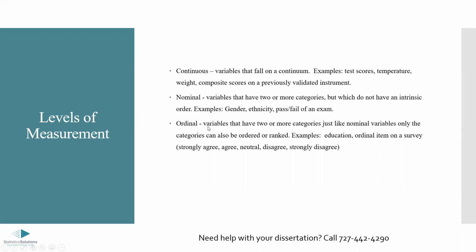An ordinal variable is a subset of a nominal or categorical variable, but there is a ranking involved, or there's an order involved. For example, education is often considered an ordinal variable because you can go from high school, associates, bachelor's, master's, PhD. There's a natural progression to this variable, so it's considered ordinal. Another example is just a single item on a survey that uses an ordinal or Likert scale format, so strongly agree down to strongly disagree. This would be an example of an ordinal item.